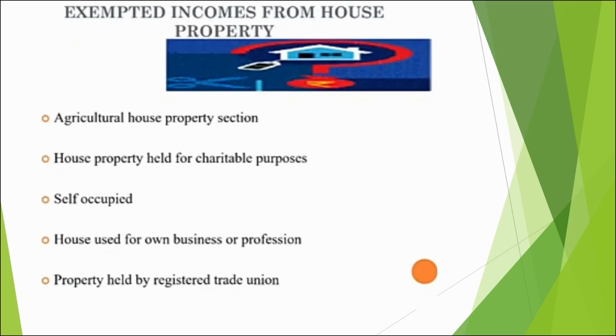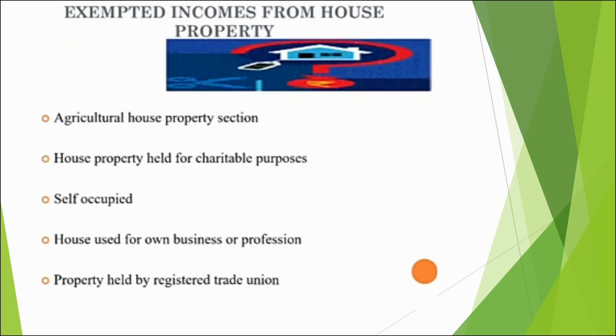Those incomes are: first one, agricultural house property, section 2 of the Income Tax Act. Income from such house property which is situated on or in the immediate vicinity of agricultural land, which is used for agriculture purposes by a cultivator, is exempted from tax. So agricultural income from house property is fully exempted from tax.